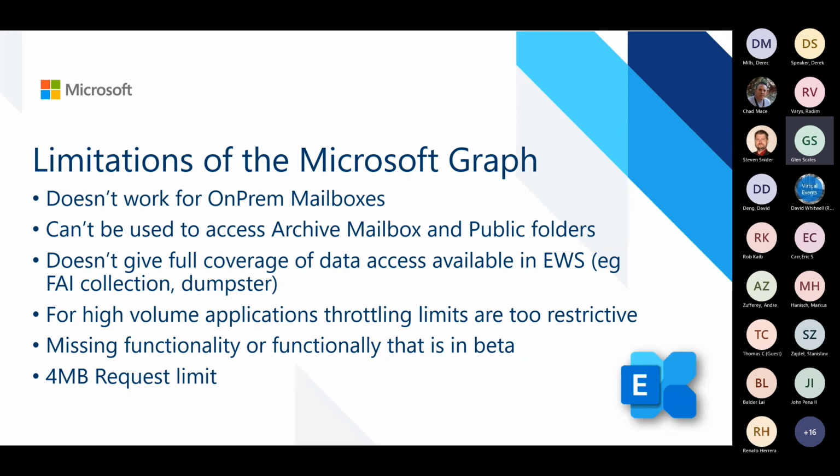Throttling limits are way too restrictive in the graph. As a comparison, AWS, you can have 27 concurrent connections. In the graph, that's limited down to 4. Batch sizes are a huge issue if you're building applications that need to access a lot of items at once, which tends to be typical with a mailbox application. Within the graph, the throttling limits are you can have 20 items in a batch that execute synchronously, or you can have 4 that execute concurrently.